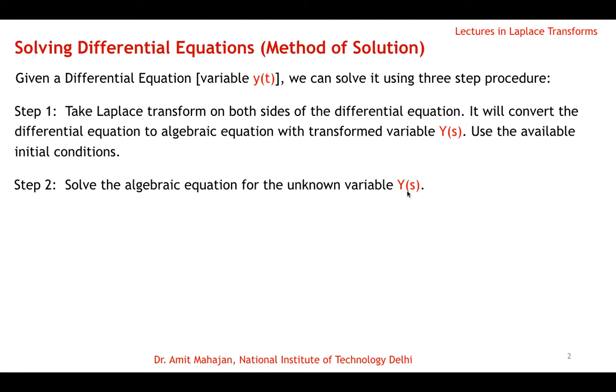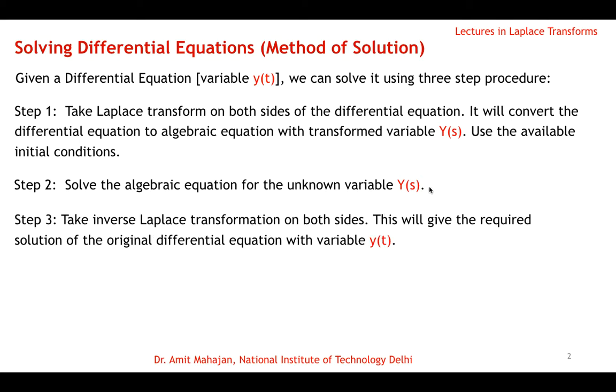Once you have Y(s), your final step is just to take the inverse transform. Because the Laplace of y(t) is Y(s), the inverse Laplace of Y(s) will be y(t). So take the inverse Laplace transform on both sides after step 2, and this will give the required solution of the original differential equation with variable y(t). So the steps are very simple. You take the Laplace on both sides of the differential equation, use the conditions, calculate the unknown variable Y(s), and then take the inverse Laplace transformation. That will give the solution to the original differential equation.